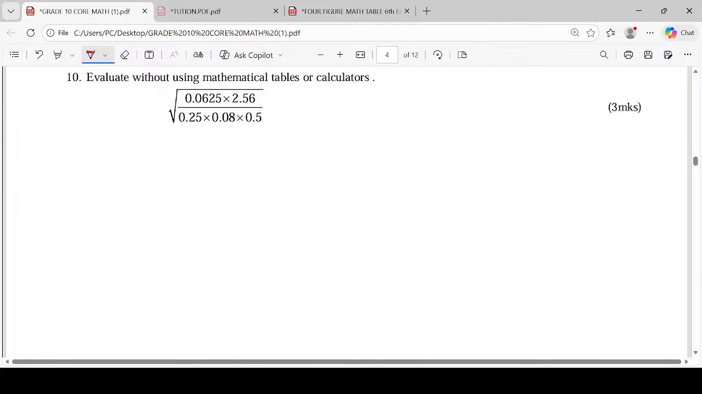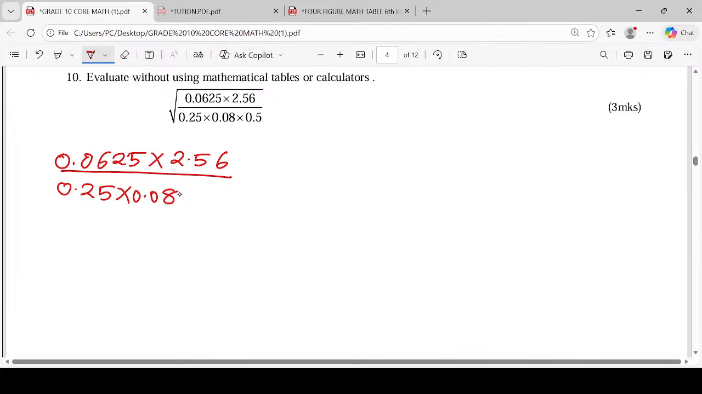The first thing is, let's have the numerator. The numerator is 0.0625 being multiplied by 2.56, then all over 0.25 multiplied by 0.08, then times 0.5. That's what we are having.